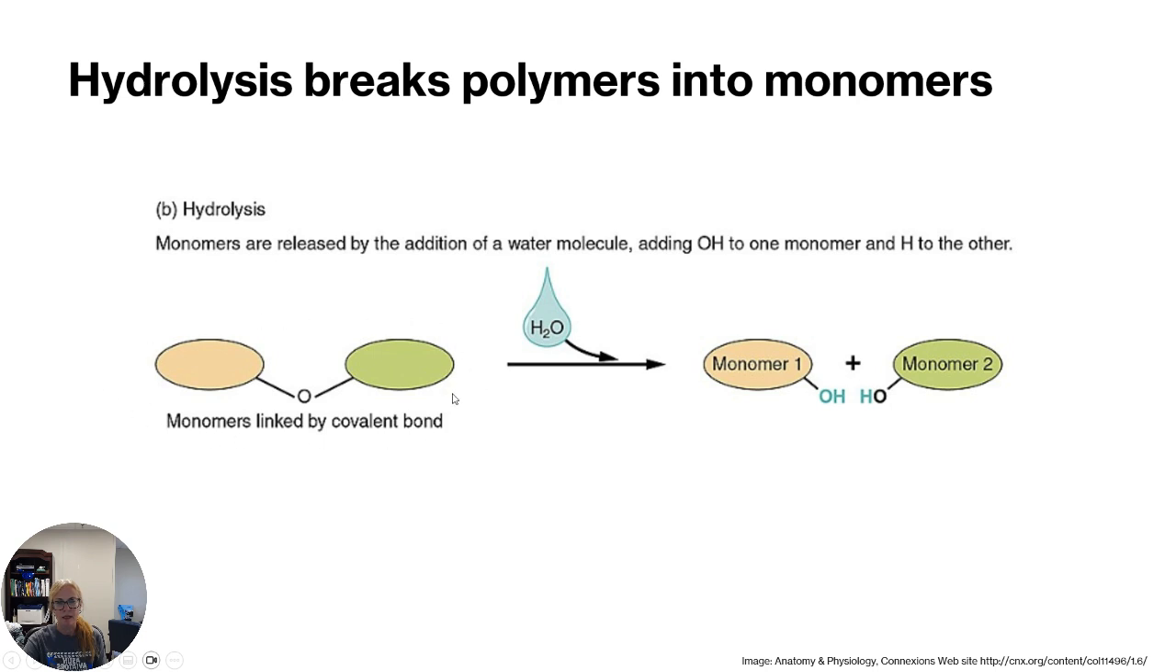So these monomers were linked by a covalent bond, they were a polymer. A water molecule came into the chemical reaction, split that bond, and the hydroxide and the hydrogen replaced the electrons, so that keeps them separated, and we now have two distinct monomers.